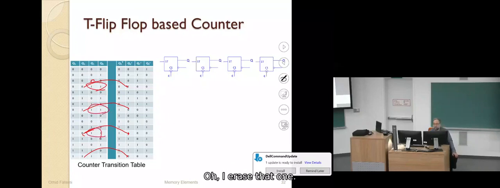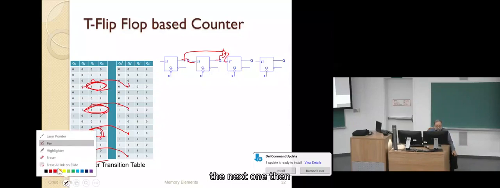So what do we do? Oh, I erased that one. So the first one was this. For the second one, we have the AND of these two. When they are both 1, it should toggle. Okay? Good? Agree?